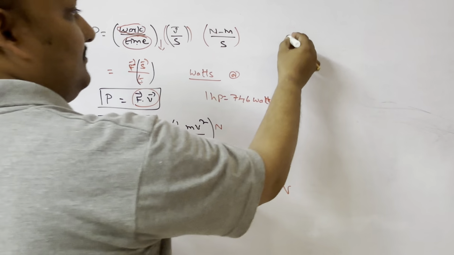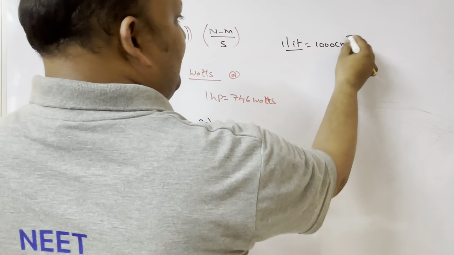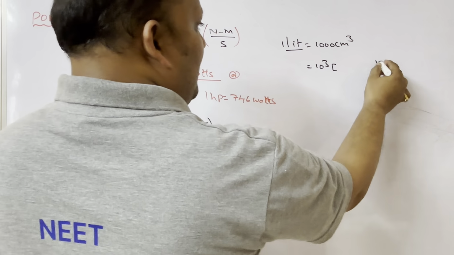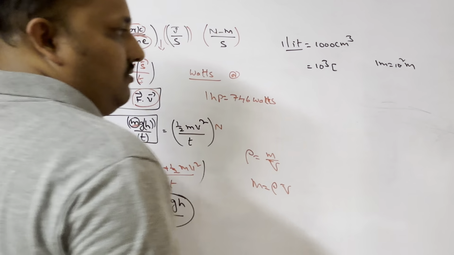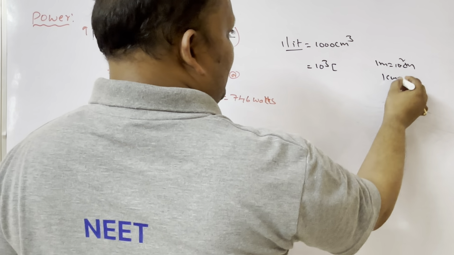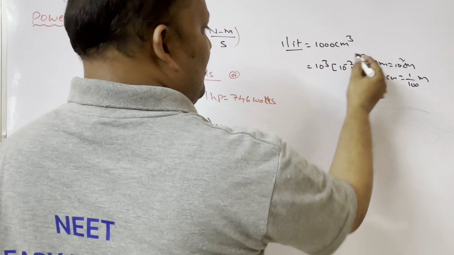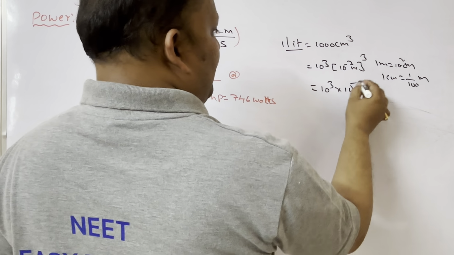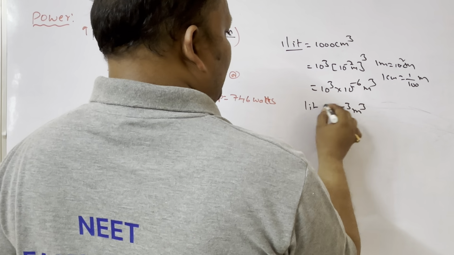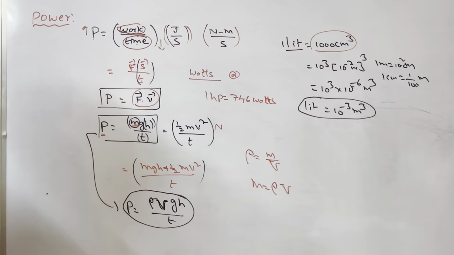1 liter, if you are taking a 1 liter water bottle, is equal to 1000 centimeter cube. Again, the centimeter you should convert into meters. 1 meter is equal to 100 centimeters. Correct? Then 1 centimeter is equal to 1 by 100 meters, that is 10 power minus 2 meters, whole cube. So 10 cube into 10 power minus 6 meter cube gives 10 power minus 3 meter cube. This is in centimeter cube. 1 liter is equal to 1000 cc.